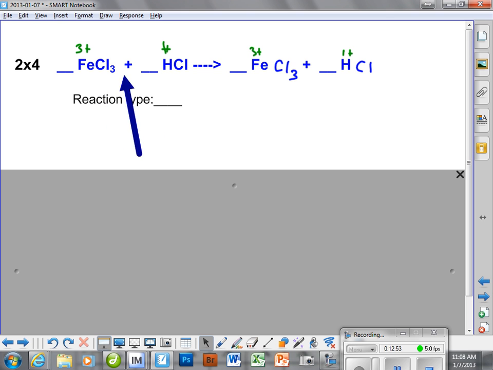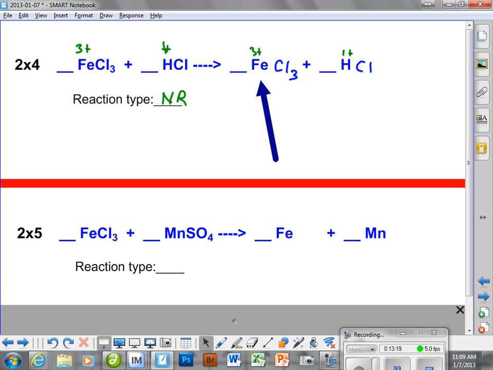Why did that happen? Because chloride was the same for both of the cations. Okay, chlorine was the anion for both of these. And so on the other side, nothing's going to happen. And so this is going to be a no reaction thing. No reaction is going to happen with this because everybody's got what they had at the beginning.